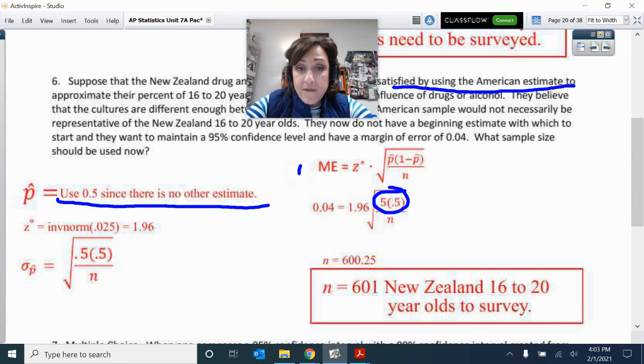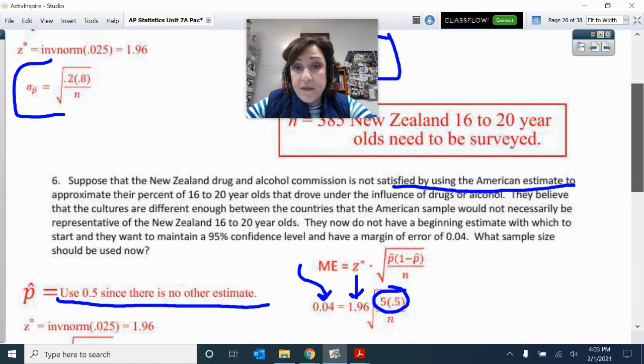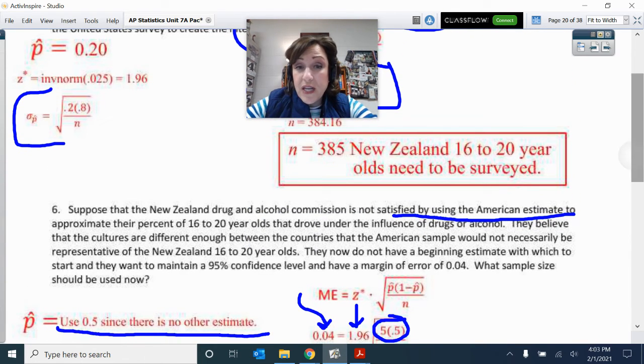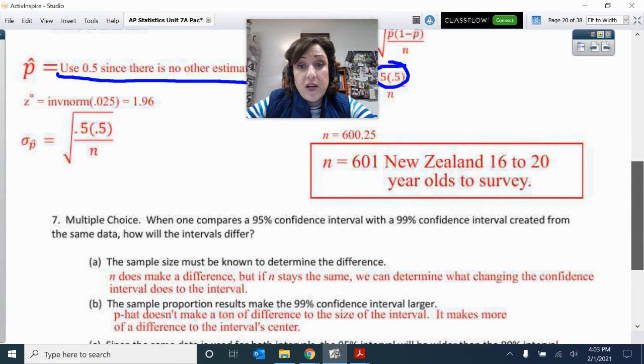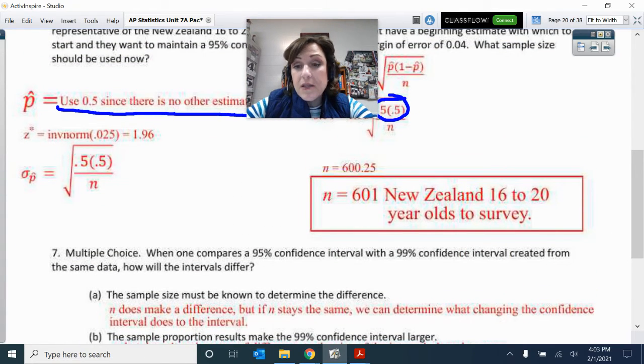All right, so we want to have the same criteria, same margin of error, same level of confidence, but we had 0.5. Look at what the difference is. It went from needing 385 to 601. 600 is not enough. This is the minimum, so 600 is not enough. It needs to be 601.